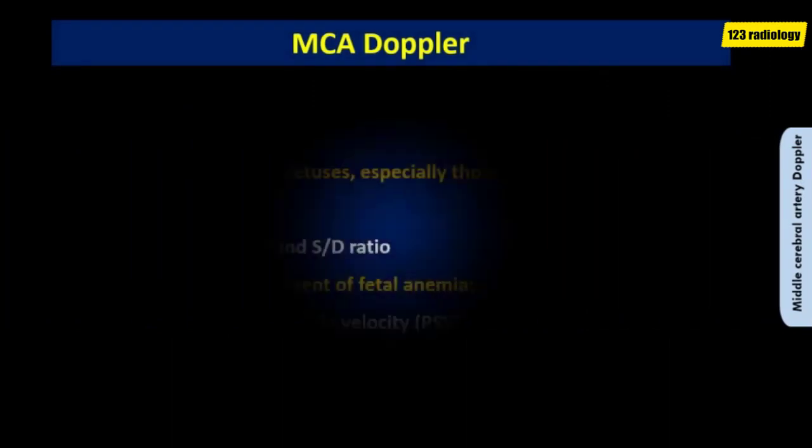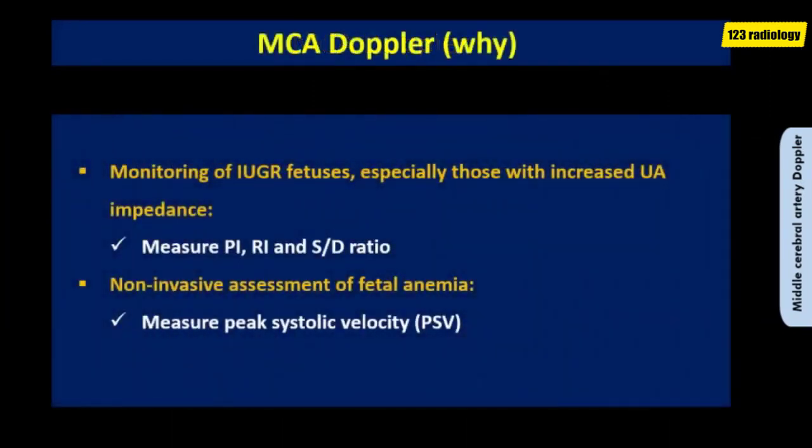Fetal Doppler ultrasound of the middle cerebral artery is used in two situations. First, monitoring of intrauterine growth restriction fetuses, especially those with increased umbilical artery impedance. In these cases we measure pulsatility index, resistive index, and SD ratio. The second situation is non-invasive assessment of fetal anemia. In these cases we measure the peak systolic velocity.